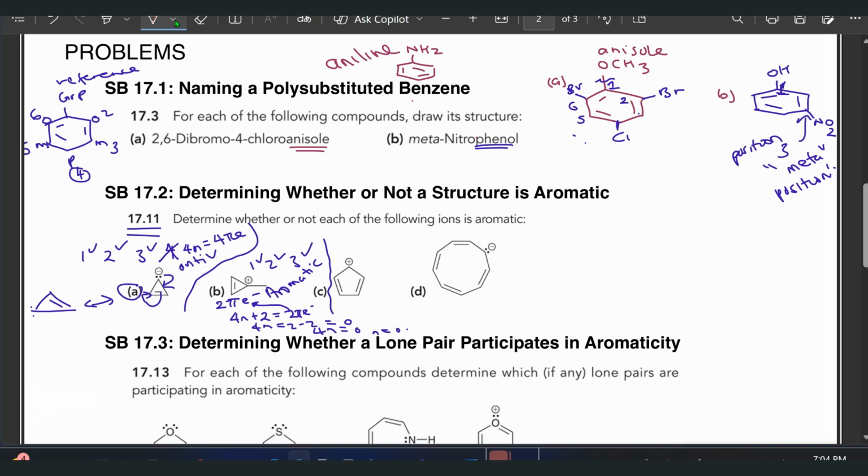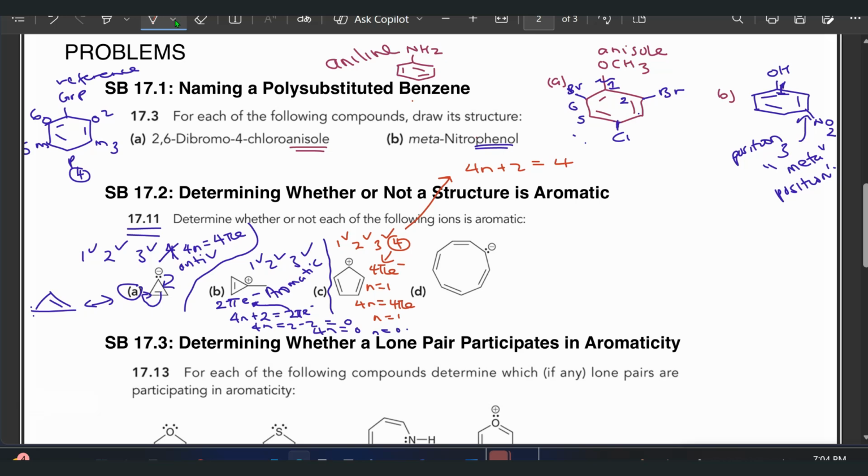And then this one is 1 check, 2 check, 3 check, 4 pi electrons. 4 pi electrons, so no. You don't use 4n plus 2, you're going to use 4n. Why don't you use plus 2? Because it will give you a fraction.